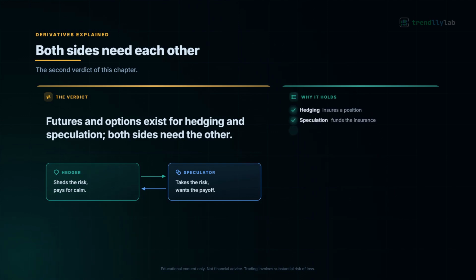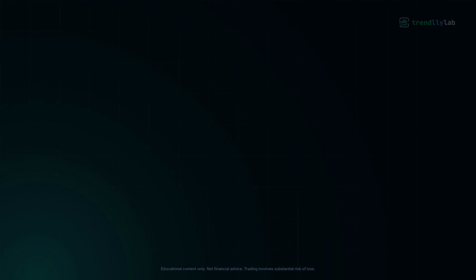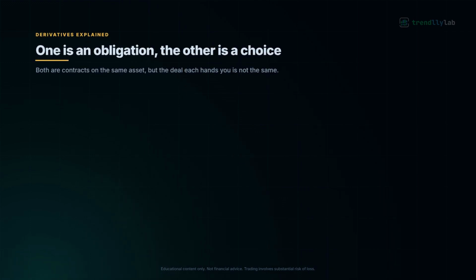Hedging ensures a position. Speculation funds the insurance. And liquidity is the byproduct. A market with only hedgers would have no one to sell to, so it would not price at all. Two halves. Hedging and speculation are two halves of one market, and removing either side breaks the price discovery. So how do the two contracts differ? One is an obligation, the other is a choice. Both are contracts on the same asset, but the deal each hands you is not the same.